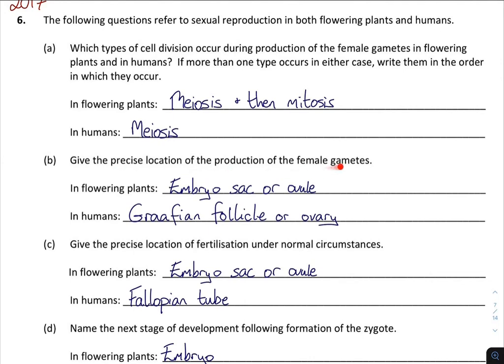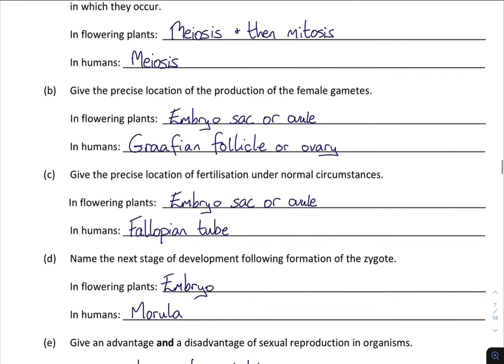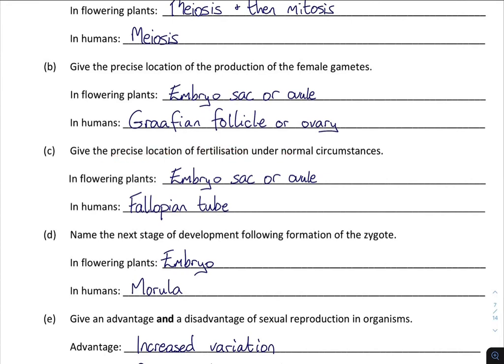Precise location of the female gametes in flowering plants: it's the embryo sac or the ovule. Ovule is perfectly fine to say. Embryo sac, grand. In humans, you can say the ovary, or you can be specific about it, and that's the graafian follicle. Give a location of fertilization. In plants, it takes place in the ovule, again the embryo sac. Doesn't matter. And in humans, it's the fallopian tube.